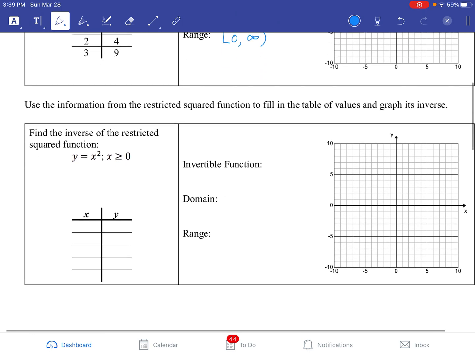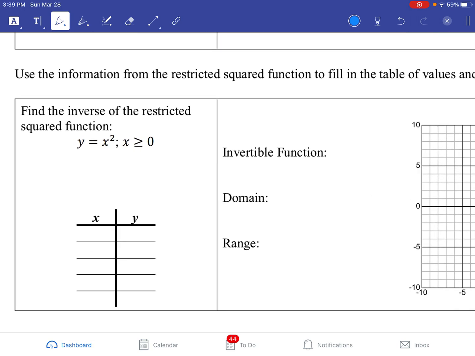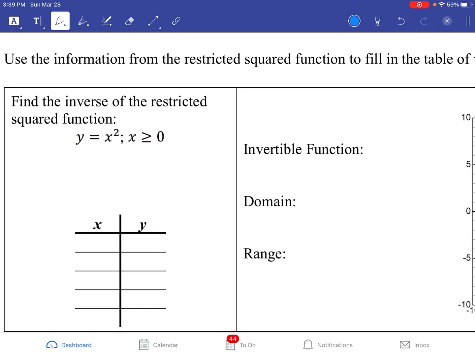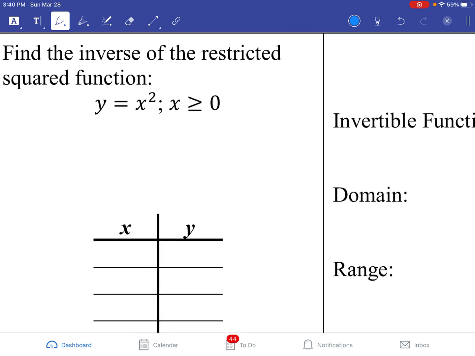To find the inverse of a function, you switch around the x and the y terms. So we rewrite this as x equals y squared, and then we solve for y. To do this, we take the square root of both sides to get rid of the squared on the y, and now you have y equals the square root of x. Now this little -1 sign here tells you that this is an inverse function.